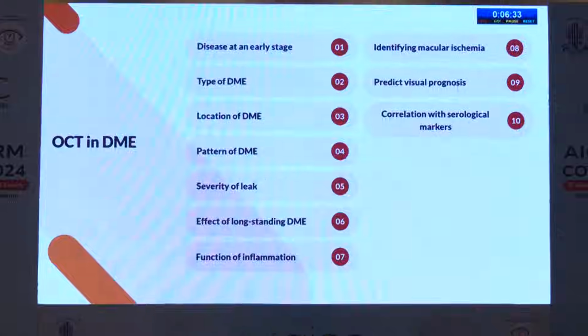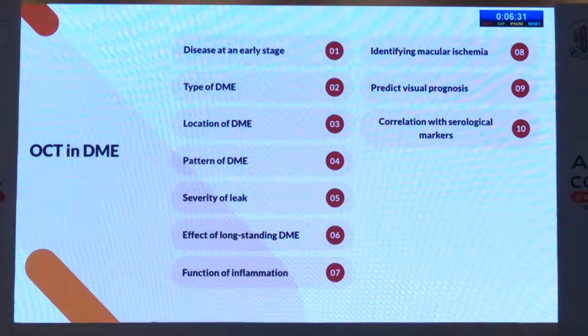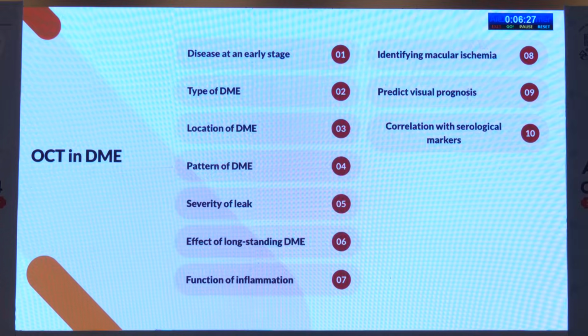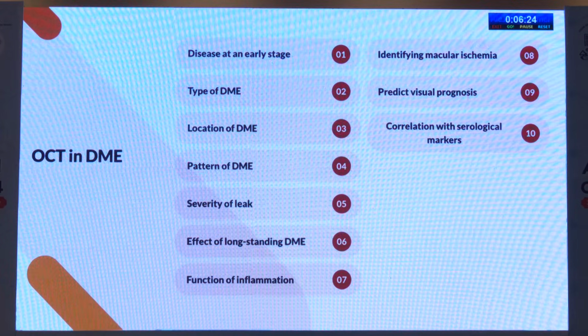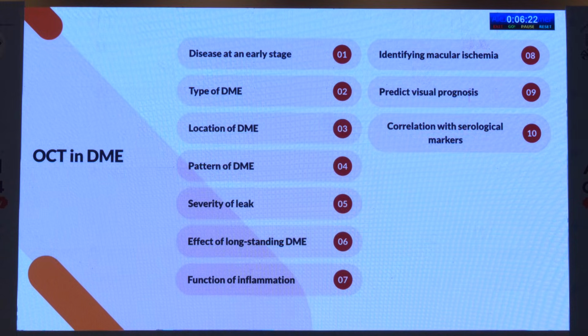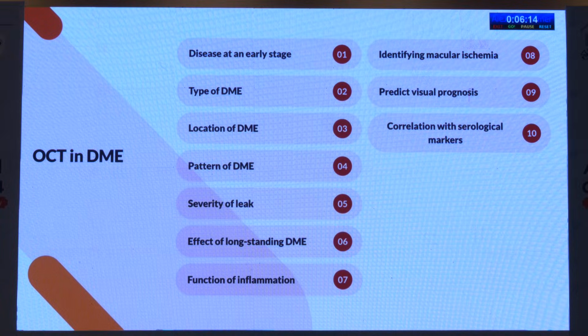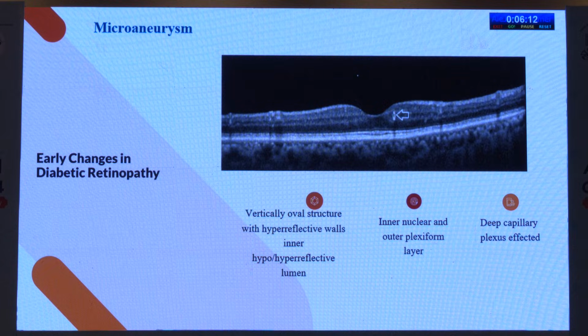My talk will go through these topics: disease at an early stage, type of DME, location of DME, pattern of DME, severity of leak, effect of long-standing DME, functions of inflammations, identifying macular ischemia, predicting visual prognosis and correlation with the serological marker. I will stick to the identification of these markers through the OCT and their clinical implementation. Microaneurysms are the very early clinical signs of diabetic retinopathy that you can find on clinical examination through the IDO in your OPD.